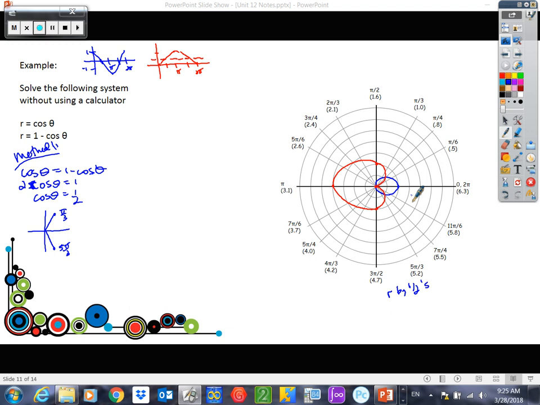Now, how do we find the r value? Are we comfortable with finding r values? We just take the angle measures we found and plug them in to get the r value. It's pretty straightforward. If I put pi over 3 in, I get 1/2. So our r value is 1/2. So our polar solution is (1/2, pi over 3) and (1/2, 5 pi over 3). Okay, that's our polar solution. And we go over here and we circle those intersections on the graph.